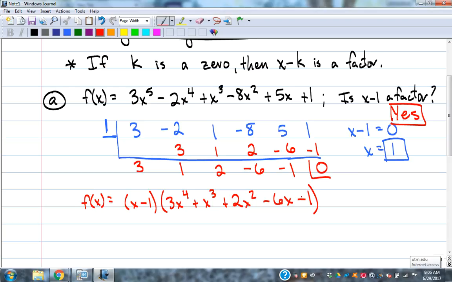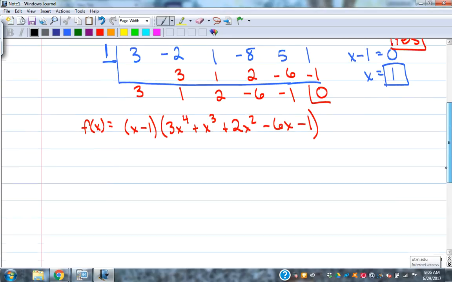All right, so the remainder's got to be 0 for it to be a factor, and the k value to be a 0 of the polynomial. So the remainder's got to be 0. Okay. All right, let's look at another example.